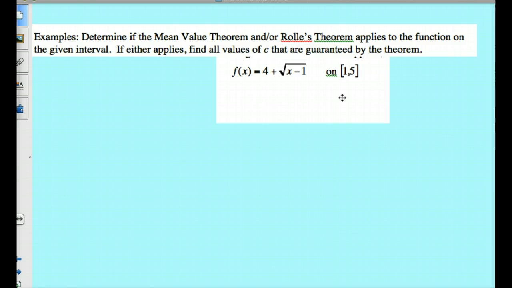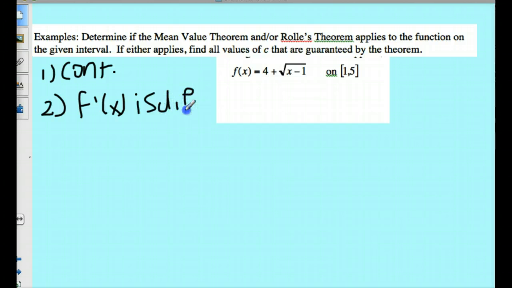If you notice, condition 1 and condition 2 are the same for both the mean value theorem and Rolle's theorem. Rolle's theorem just has that extra piece, that they have to be equal. So I have to check all of these. Part 1 says I need to find out if it's continuous, right? So let's write down our 3 conditions. Number 1, it has to be continuous. Number 2, it has to be differentiable. F prime of x is differentiable.